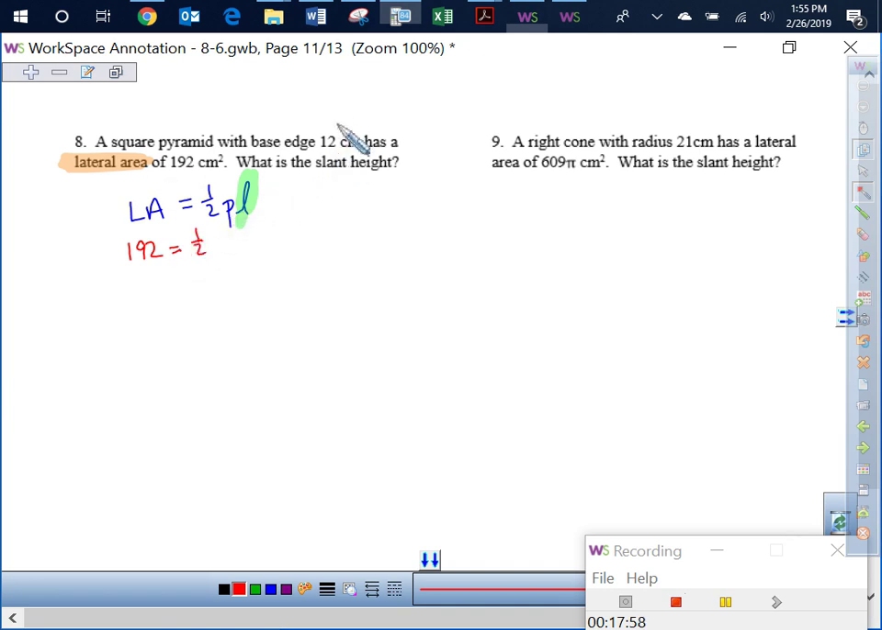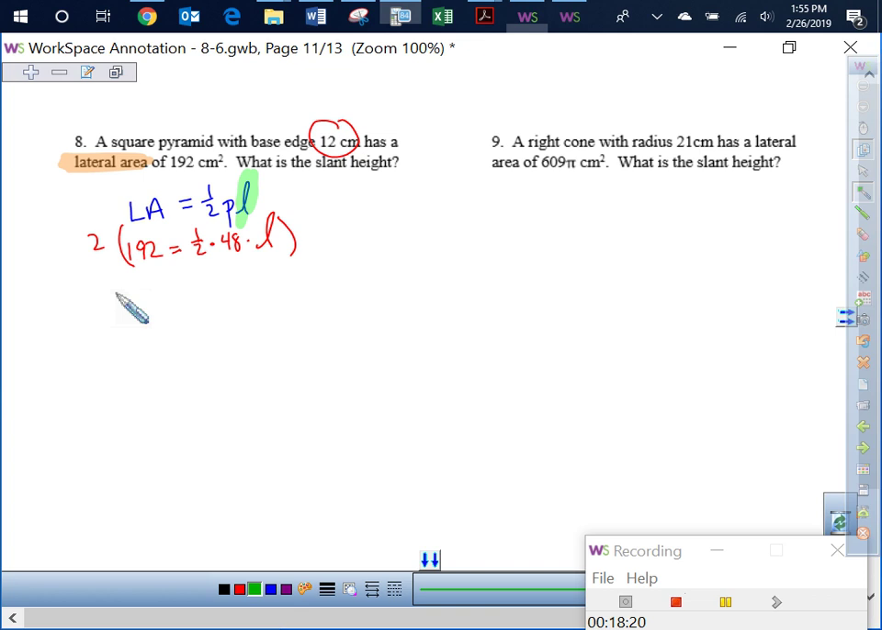But I bet we could figure it out since it's a square pyramid with a base edge of 12. We take 12 times 4 and get 48 for the perimeter of the base. And then times the slant height. The next thing I like to do is get rid of the fraction. I want to take everybody times 2. I know it's really not that complicated to take half of 48, but trust me, later when things get more complicated, you'll like to clear the fraction.